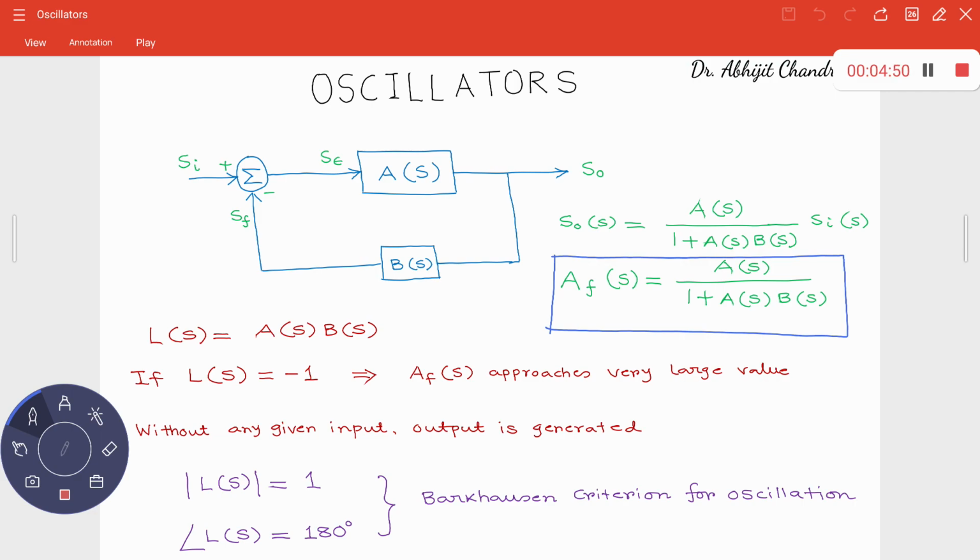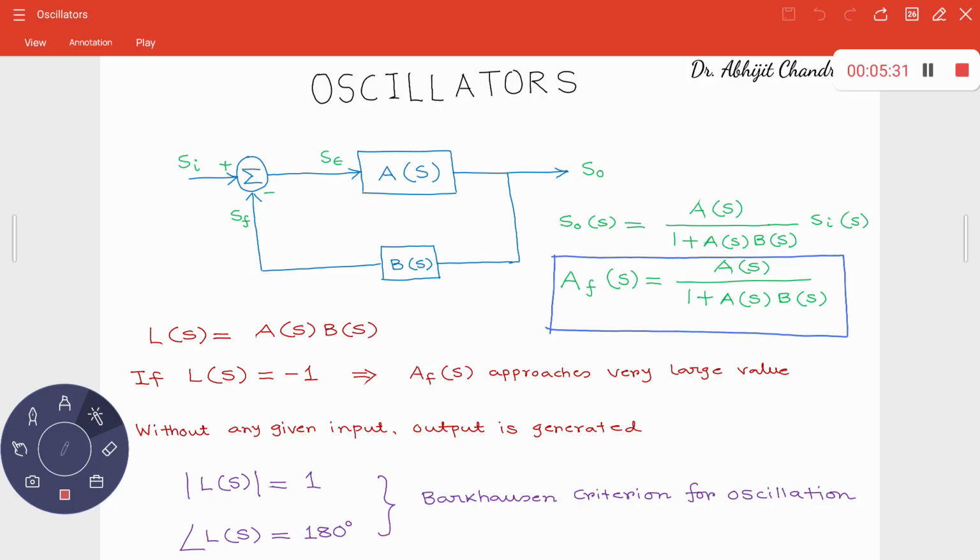This time this L of S, we have provided one particular name to this A(S)B(S). This signifies the loop gain, because whenever the signal is present over here and passes through this A(S) path, it experiences some gain given by A of S, and then the same signal also traverses through this B(S). So whenever the signal traverses this path, the loop gain is given by A(S)B(S). Sometimes this A(S)B(S) is also known as the loop gain. So I can write L of S is equal to A(S)B(S). Now if you closely observe this expression, A_F(S) is equal to A(S) by 1 plus A(S)B(S).